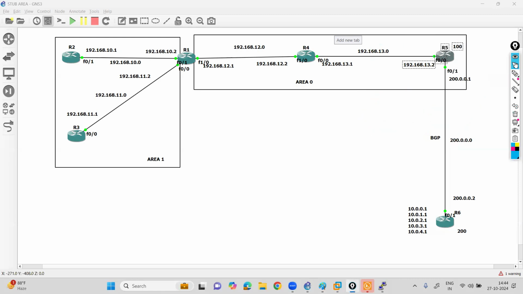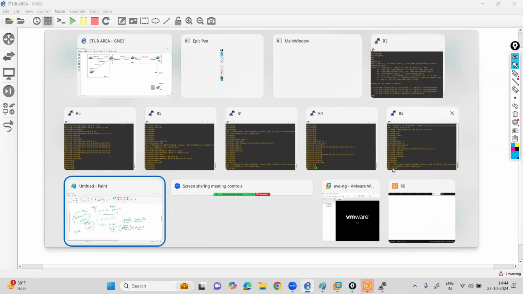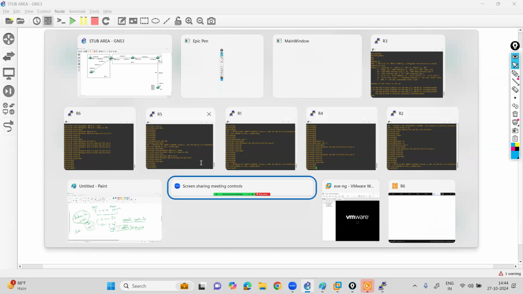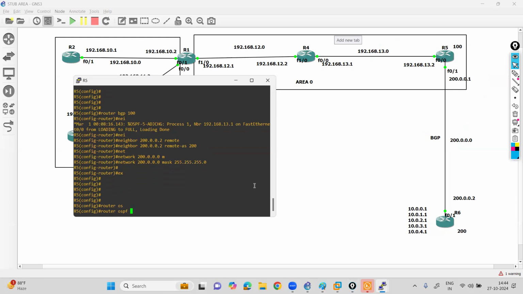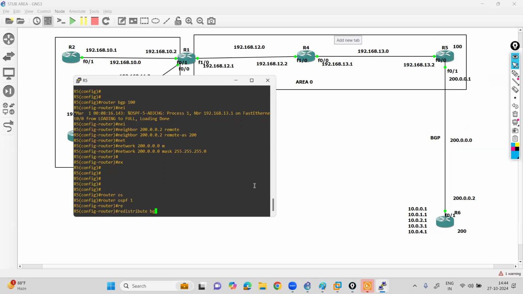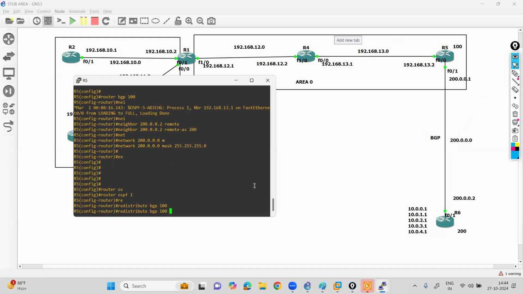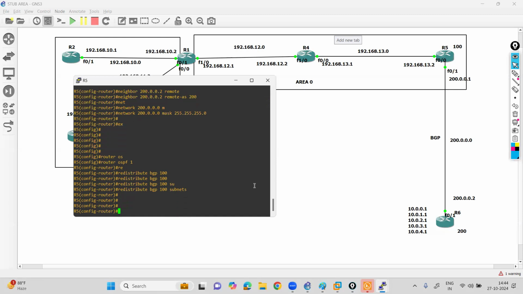For this one, go to R5. Let's go to router number 5. Router OSPF 1, redistribute BGP 100 subnets. This command will advertise both of these protocols to each other.